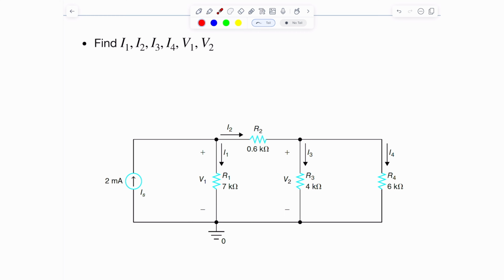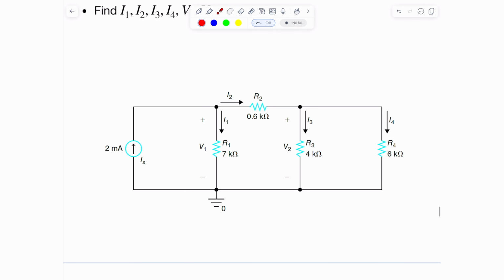So what we need to do is a little bit of simplification, because current division applies only to the case when the resistors are in parallel. In order for me to use current division on I of S, I need to combine these resistors together. And after I do that, I probably will be able to solve most of the circuit. So let's see how we can combine these.